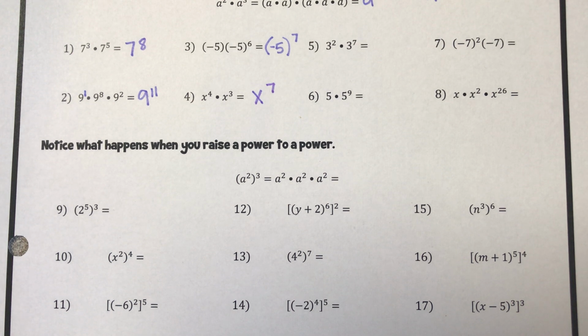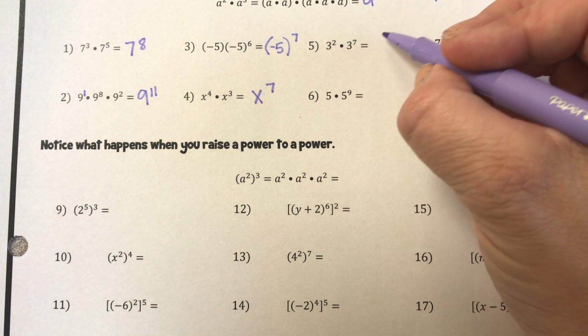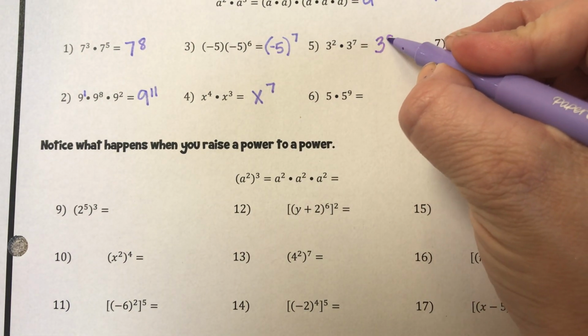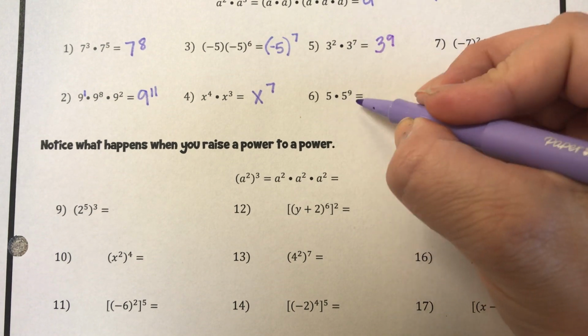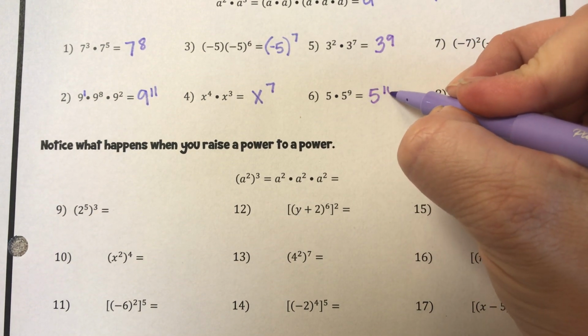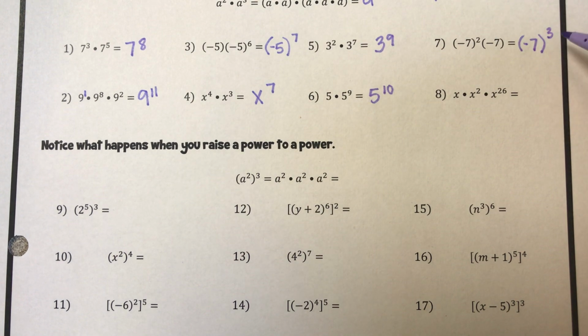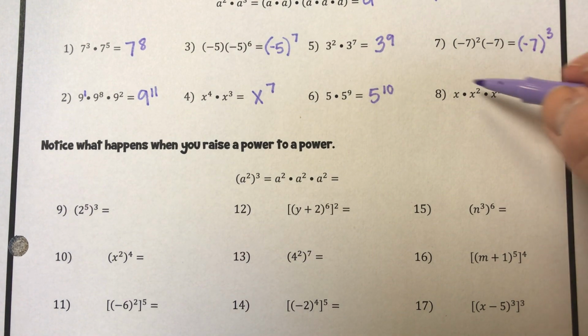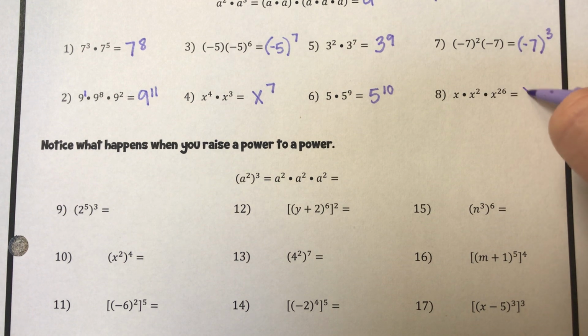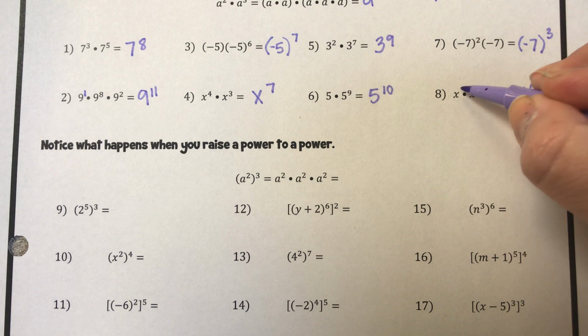Okay, at this point, why don't you pause it, do 5 through 8, and then come back and we'll check your work. Number 5, 3 squared times 3 to the 7th is 3 to the 9th. Number 6, 5 times 5 to the 9th is 5 to the 10th. Number 7, negative 7 squared times negative 7 is negative 7 in parentheses, right? We're not changing the base, to the third power. And then number 8, x times x squared times x to the 26th is x to the 29th. 26, 28, 29.